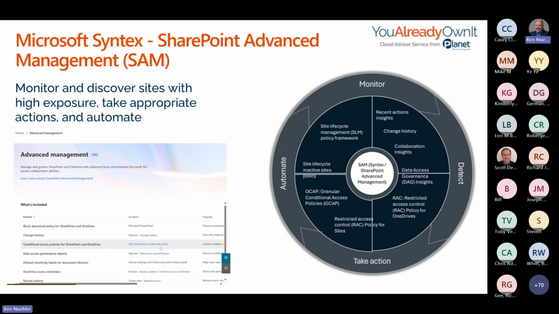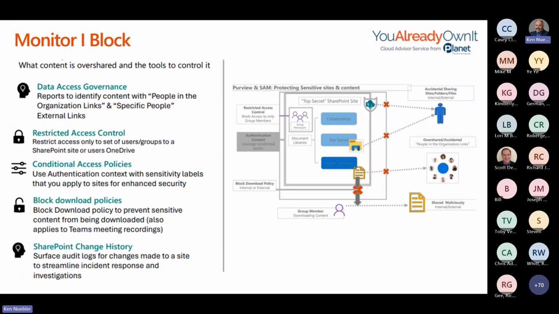So SAM is a Microsoft 365 add-on that provides a suite of features that can help you manage and govern SharePoint and OneDrive, and also enhance Microsoft 365 secure collaboration capabilities. SAM is used by SharePoint admins and site owners, as long as they have access to the SharePoint Admin Center. That's a key part of this whole thing, because that's where the capabilities exist. SAM has a number of features to detect, take action, automate, monitor, and give you insights into your environment.